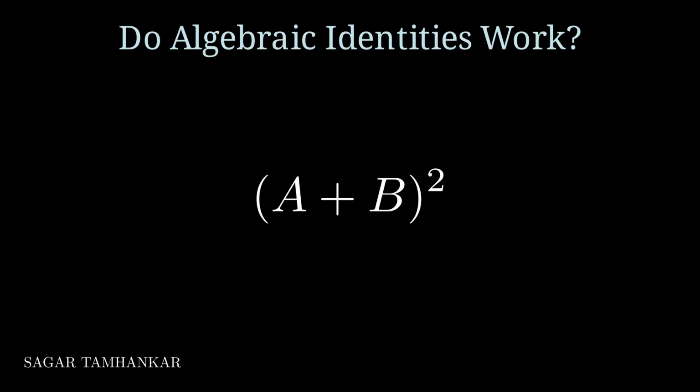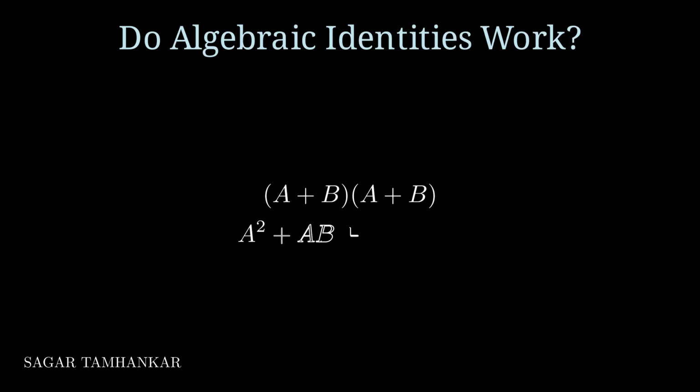Students often assume that algebraic identities work for matrices. Since AB and BA are usually different, we cannot combine them.